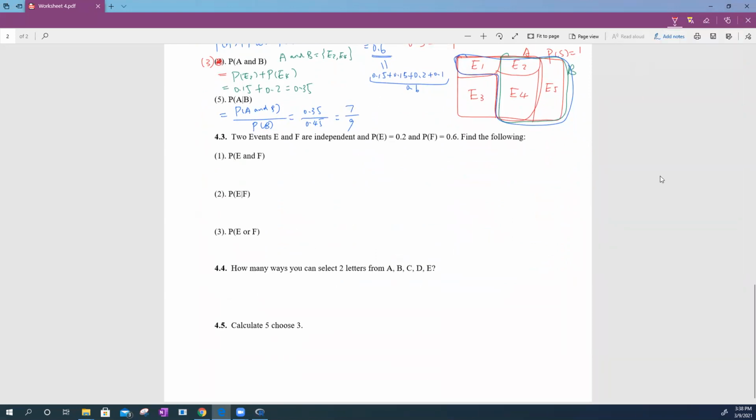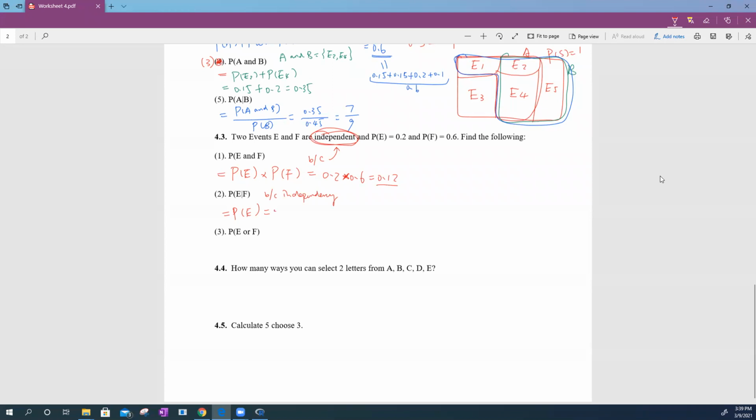Question 4.3. Two events E and F are independent. So this is important, right? Independent. Probability of E equals 0.2, probability of F equals 0.6, E and F. So that is probability of E times probability of F because independent. So just a product of those two values. 0.12. Probability E given F, because they're independent, whether include the given doesn't really matter. So it is still probability of E. And that's because of independency.